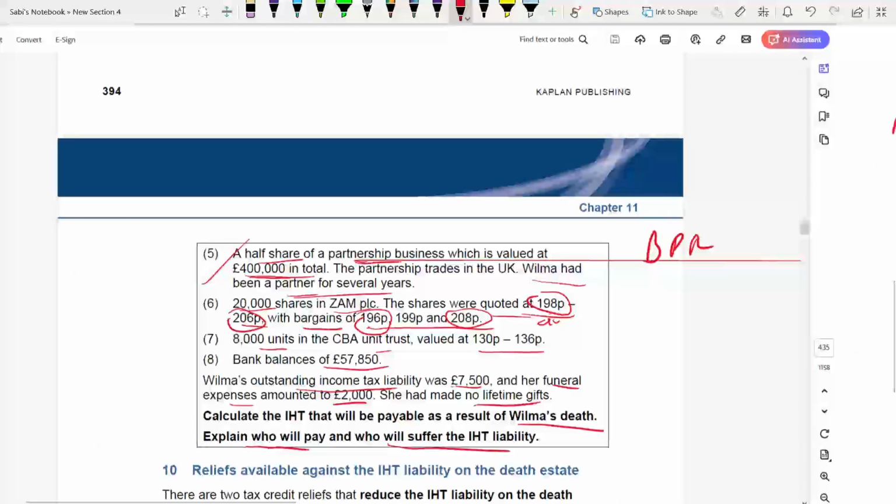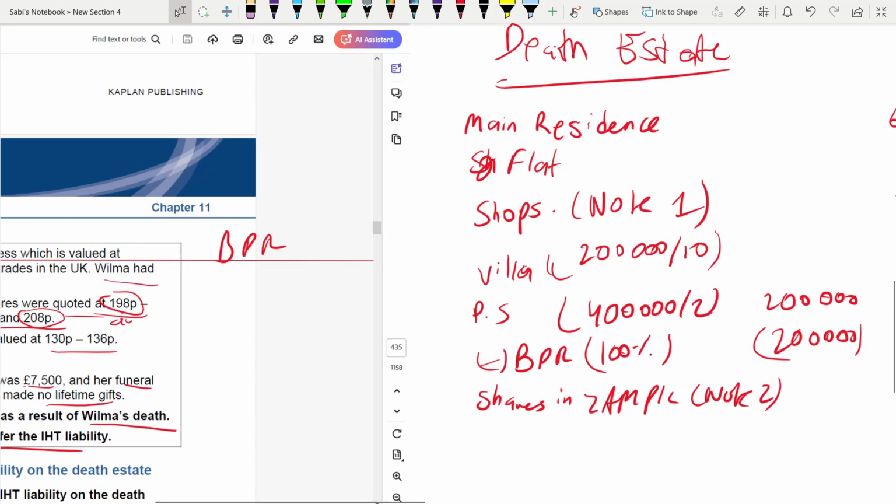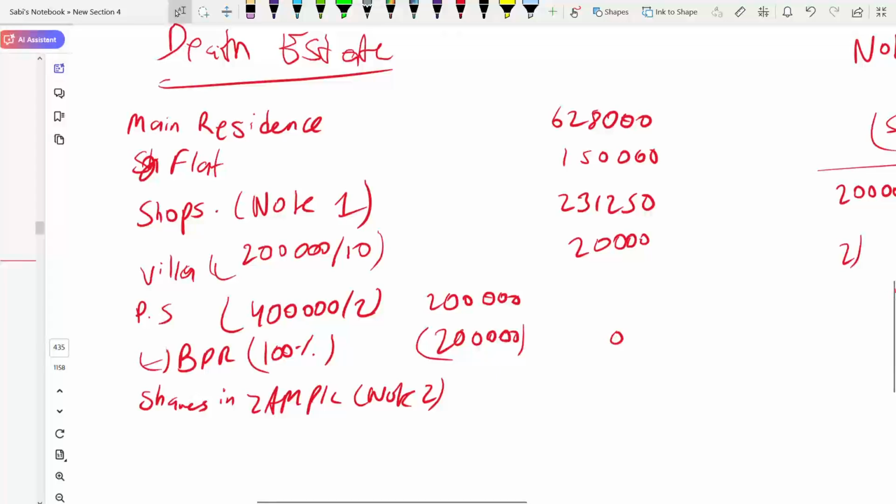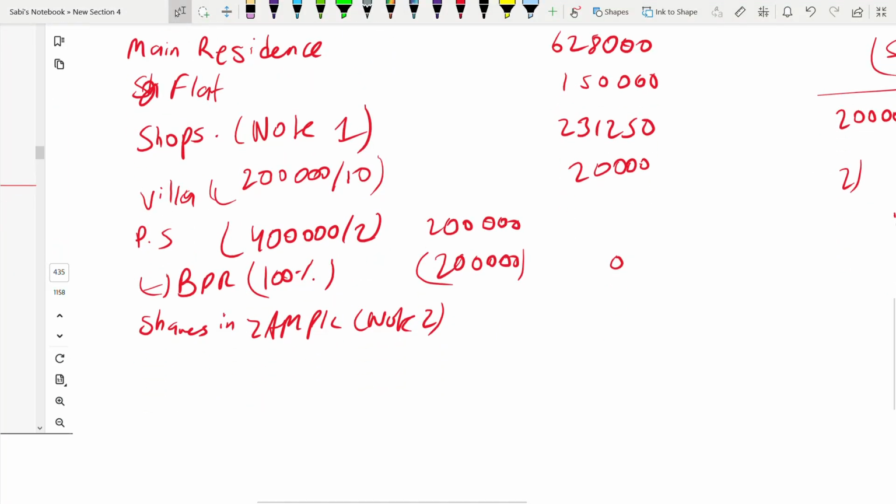How many shares? 20,000. So 20,000 into 200 pence, or simply 2 pounds. So it is 20,000 into 200 pence or 2 pounds. It's the same, 200 pence. It's 40,000.